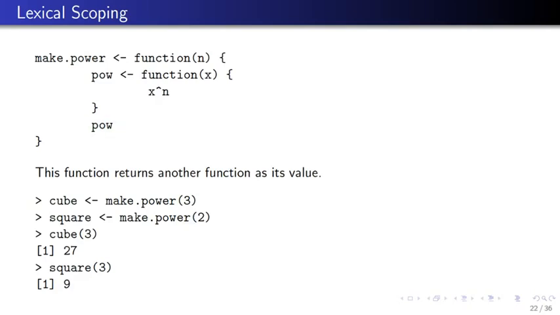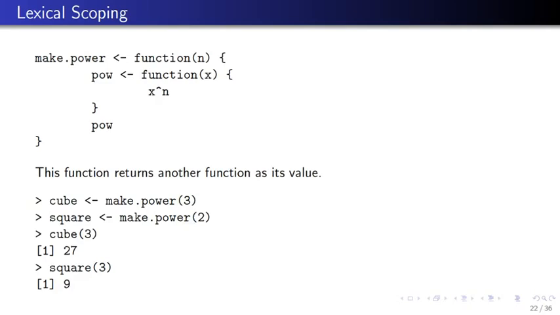You can see inside the pow function, x is a function argument, so that's not a problem. But n is a free variable because it's not defined inside the pow function. However, n is defined inside the make.power function, and since that's the environment in which pow is defined, the pow function will find the value of n inside that other environment.